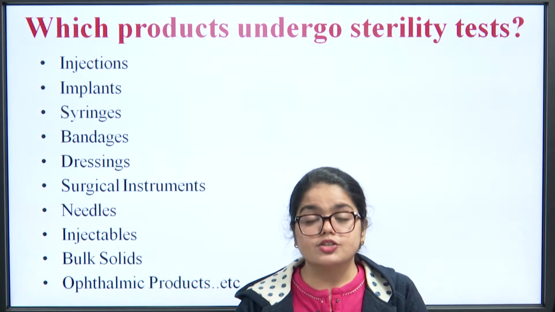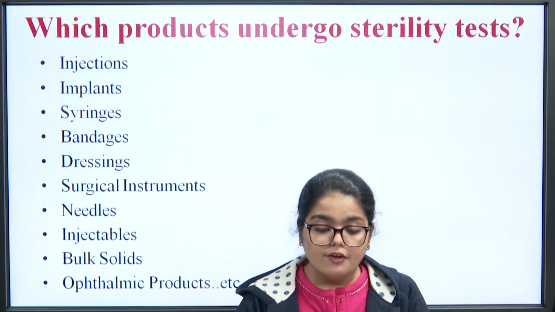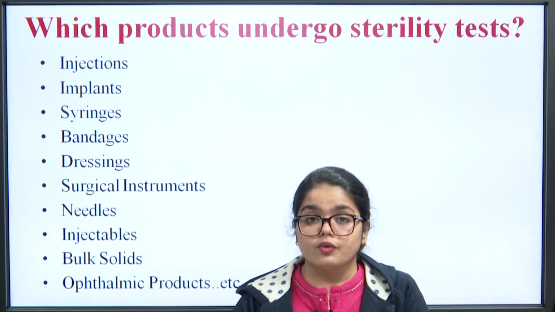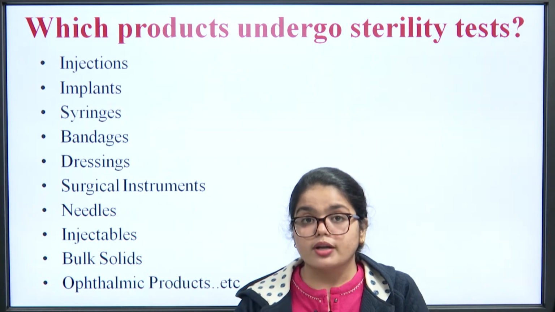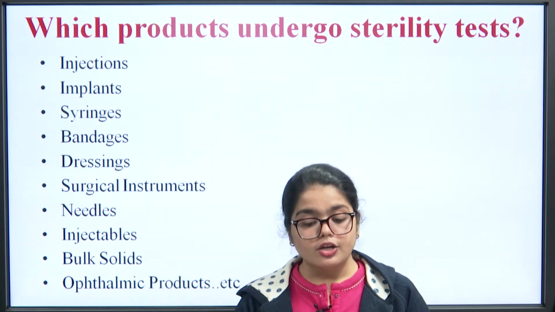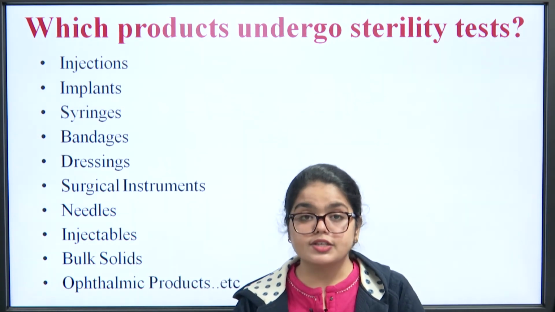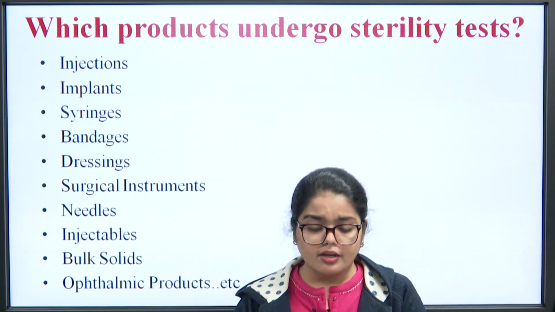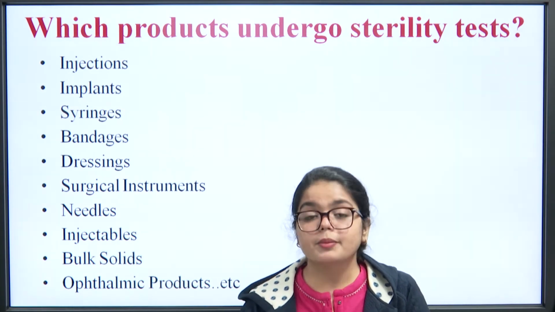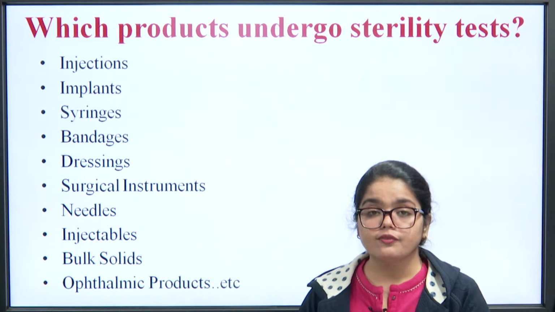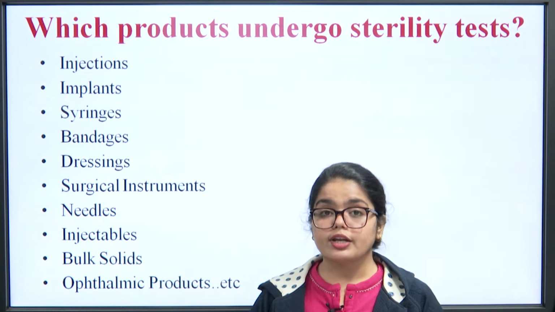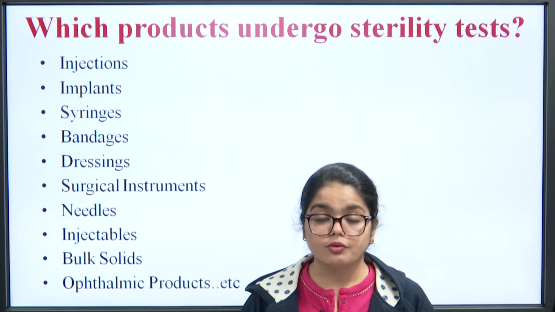Then surgical instruments. The surgical instruments used for surgery, it could be forceps, scissors or anything like that, which we use directly inside the body, opening the skin layer and the subcutaneous layer, and going beyond it. So these need to be sterilized to avoid any secondary infection. Then needles, again the same thing, going beyond that defense system. Injectables, bulk solids, ophthalmic solutions, the eye drops and all, we need to do the sterility test at every small point just to avoid any kind of infection, since the eye is a very sensitive organ of our body.